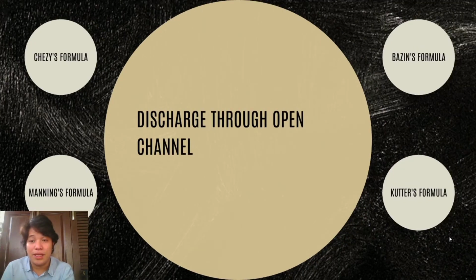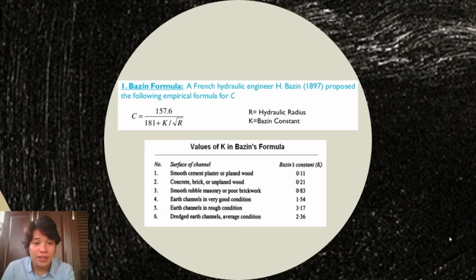So next is the Bazin's formula. Bazin, a French hydraulic engineer, H. Bazin, in 1897, proposed the following empirical formula for C: C is equal to 157.6 over 1.81 plus K over the square root of R, where R is the hydraulic radius and K is the Bazin constant. Take note that the value of K depends on the surface of the channel, either smooth concrete, smooth earth channels, earth channels in rough condition, or dredged earth channel, each with a corresponding Bazin constant.